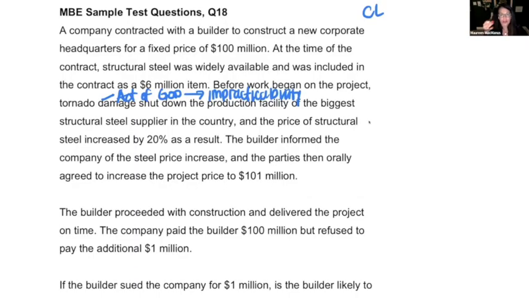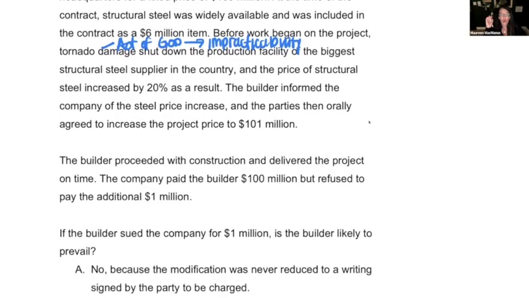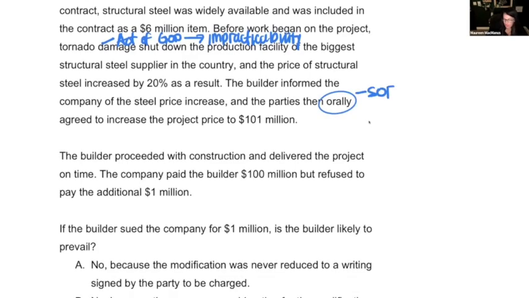Especially when we're thinking of time or when we're thinking of a cost increase. And the price of structural steel increased by 20% as a result. It was not impossible to construct the project. It's just impracticable at that price. So the builder informed the company of the steel price increase, and the parties then orally agreed to increase the project price to 101 million. So they always do this. They make it oral because they want you to think statute of frauds. But generally speaking, a modification to a contract doesn't need to be in writing for it to be enforceable. Sometimes it does, but it generally doesn't. So let's see.